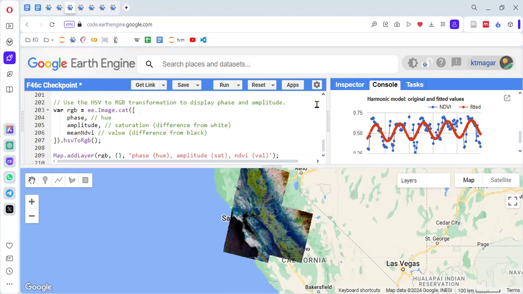Hue means color, saturation is the difference from white, and value means difference from black. So the darker pixels are the areas with low NDVI. Water bodies will appear as black as the NDVI values are 0 or negative, and the different colors are distinct phase values, and the saturation of the color refers to the amplitude. So whiter color means amplitude close to 0. That may be the forested areas, and the more vivid the colors, the higher the amplitudes will be. For example, the croplands.